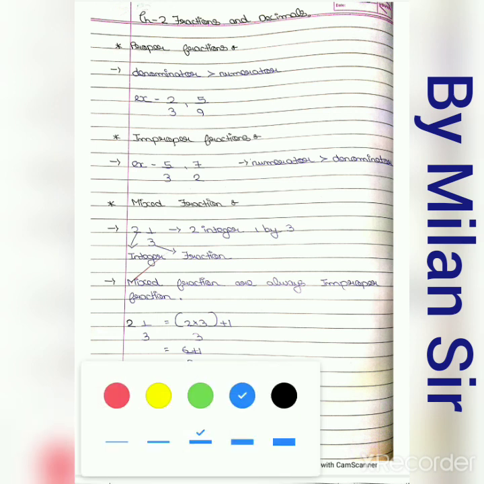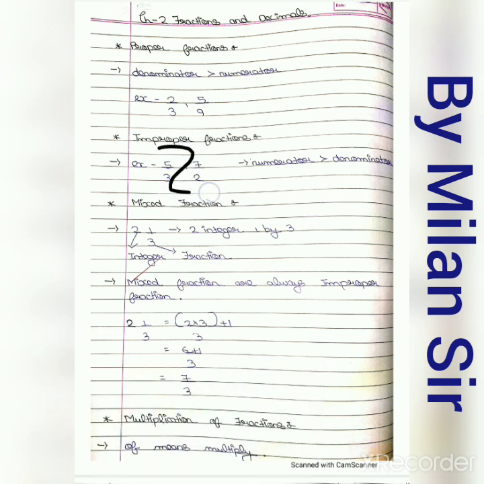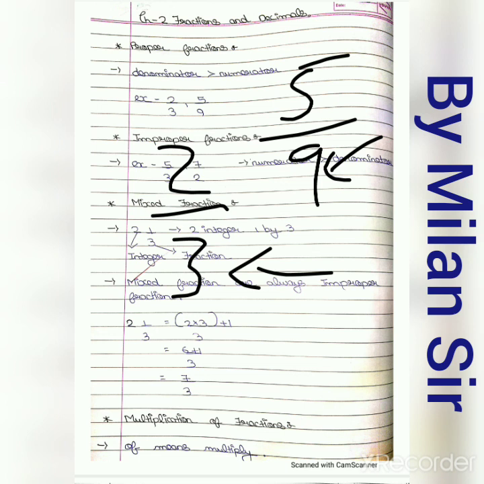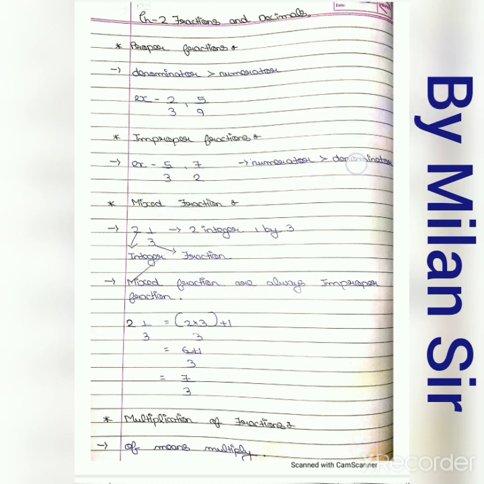Here I have already written some examples. It's 2 by 3. Here the denominator is greater, so it's a proper fraction. The second example I written here is 5 by 9. Again the denominator is greater, so it's a proper fraction. One more thing, the main theory of proper fractions: if we take a part from only one whole quantity, then it's a proper fraction.